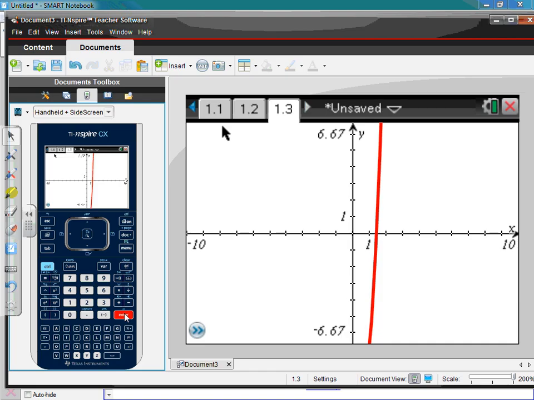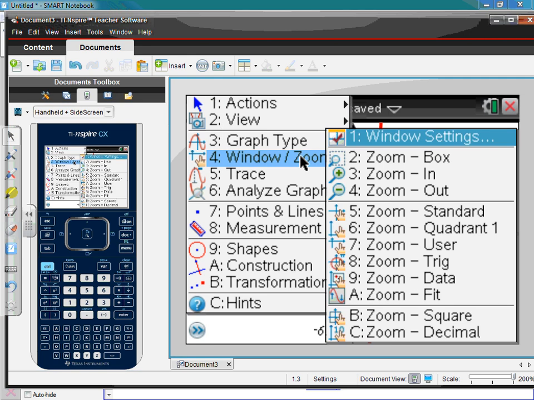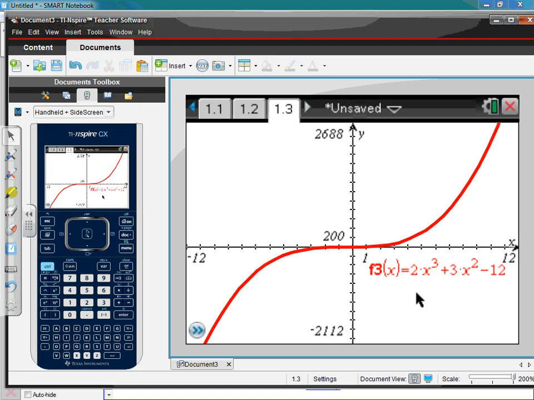That's not very pretty, is it? I can't see too much on that. So what I'm going to do is hit menu, zoom, and we're going to do zoom fit. Menu, window, and we're going to do zoom fit. That's what I'm talking about. Do you see that? I can see the whole thing. But look at my scale. What's wrong with my scale? It's not proportional at all, is it?